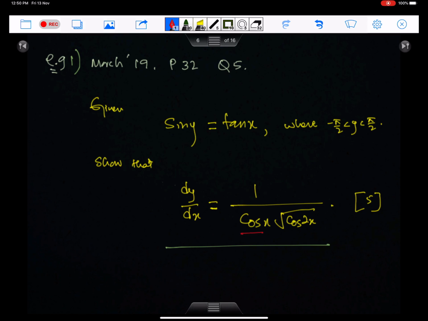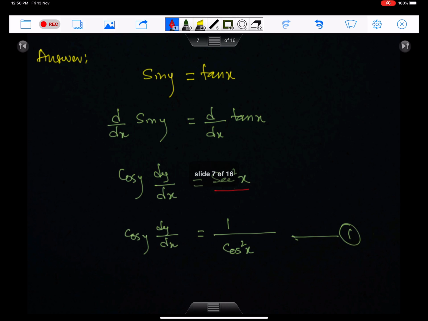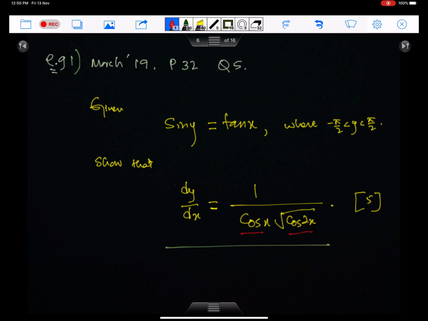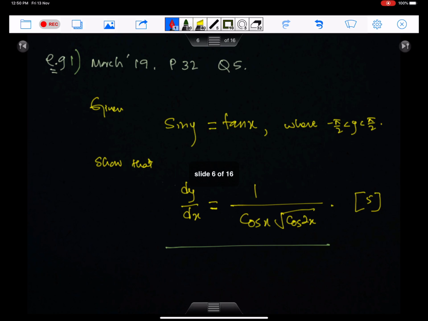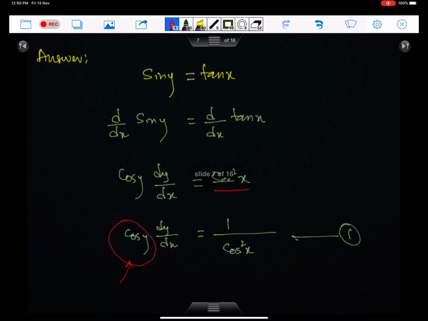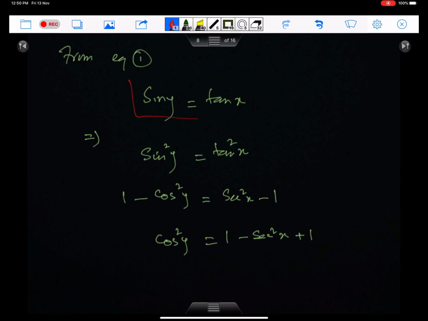Since we need cos x and cos 2x here, therefore we have to remove this cos y. Unless we remove this cos y from this equation, we won't be able to prove this gradient. So this is the most important thing, that we need to eliminate this cos y from this gradient equation. For that, we need to use the equation of the curve. By using this equation, we can remove this cos y from equation 1.